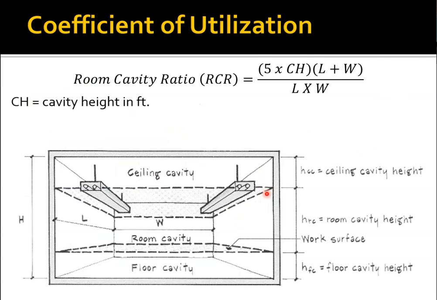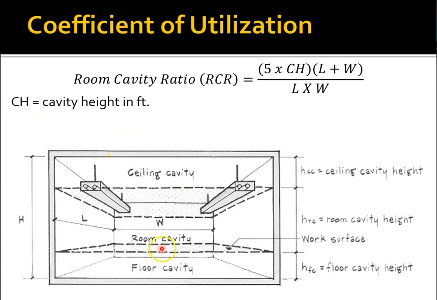So how do we do this? Let's start with the RCR, the room cavity ratio. The room cavity ratio is based on this formula. It's 5 times the cavity height, and then you multiply that times the length plus the width, and then divide that by the length times the width. Right. So that's our cavity height. So what is our cavity height?